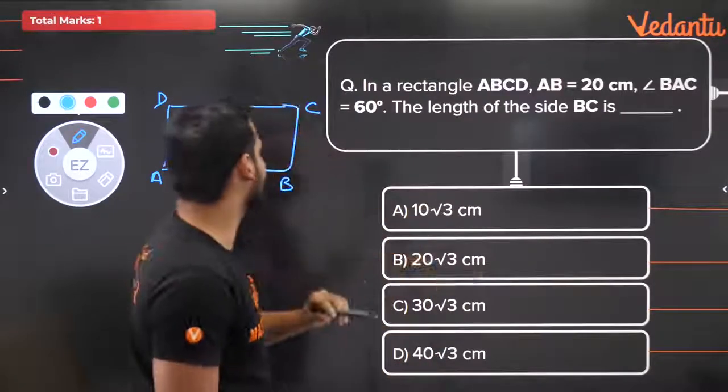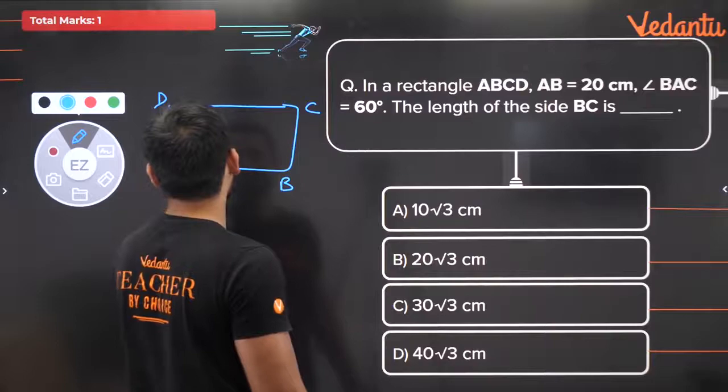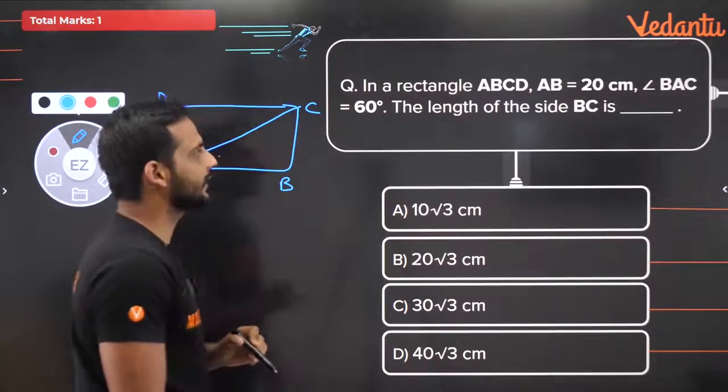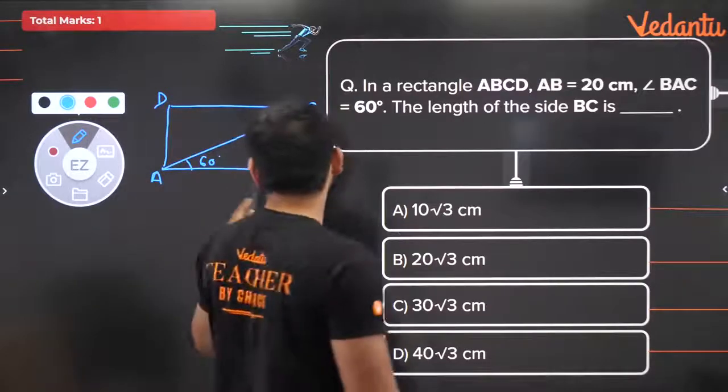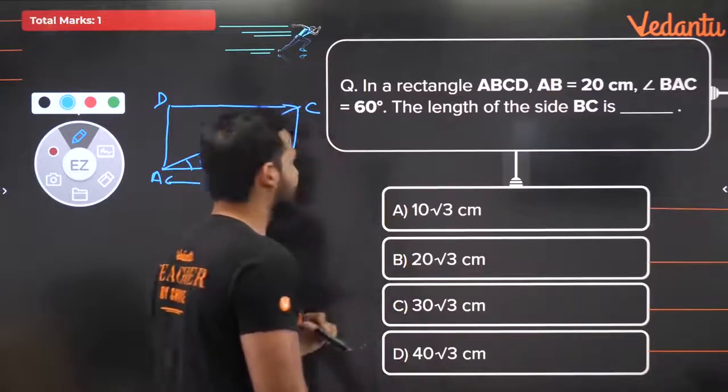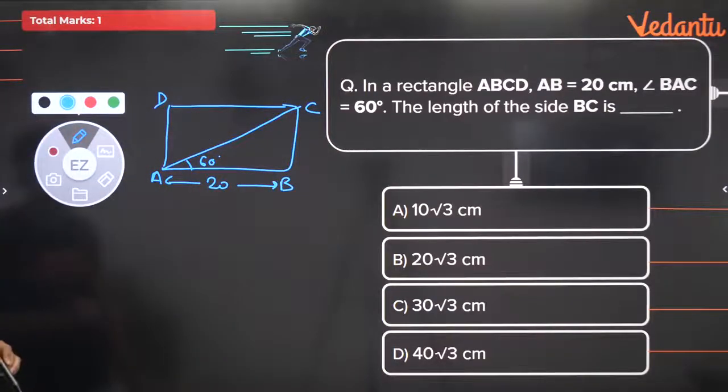What they have told: angle BAC, so BAC means this angle is given as 60 degree. And what they have told, AB is equal to 20 centimeter. They are asking me to find out the length of BC.